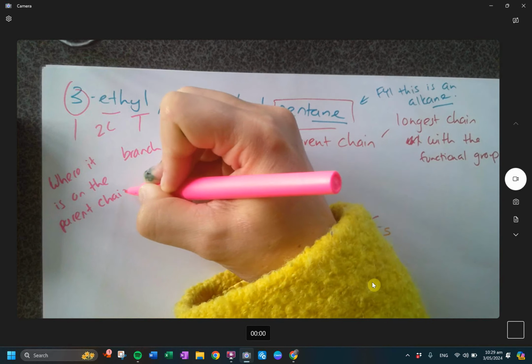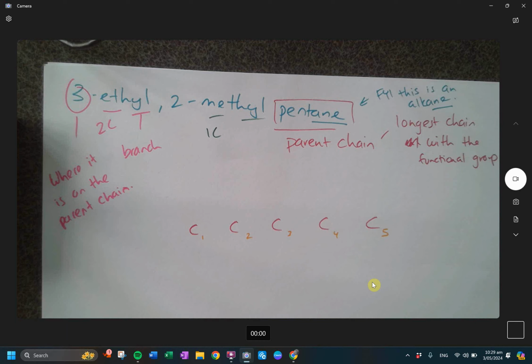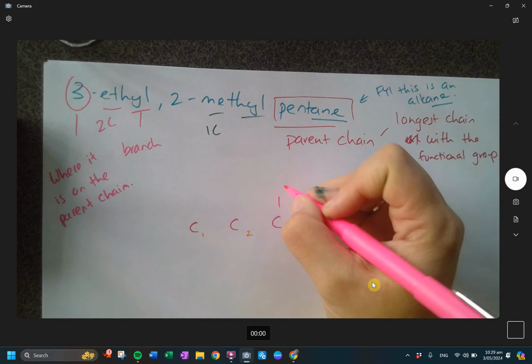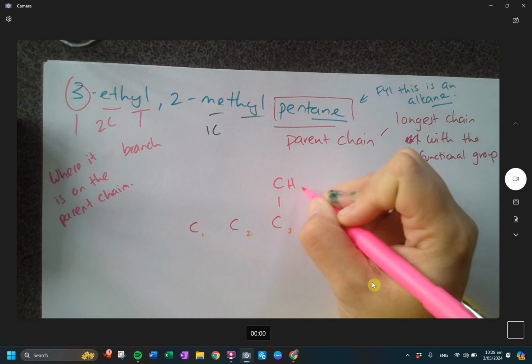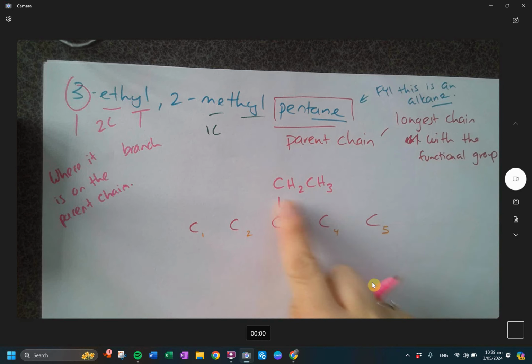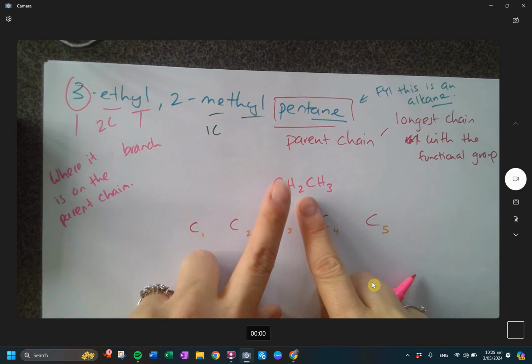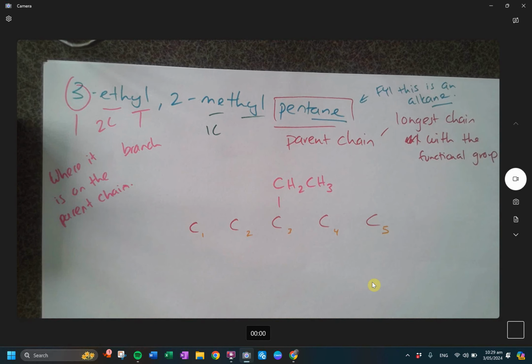I should actually capitalize it. Write the sentence properly. So, since this is carbon number 3, and it's ethyl, it has a 2-carbon branch. So, CH2, CH3, 1, 2. And I'll talk about how I know how many hydrogens are there. Are we okay with that so far? All right. It doesn't matter how you draw it. If you draw it in the other orientation, you write CH2, CH3, that's also fine. If you draw this down here and write CH2, CH3, that's also fine.